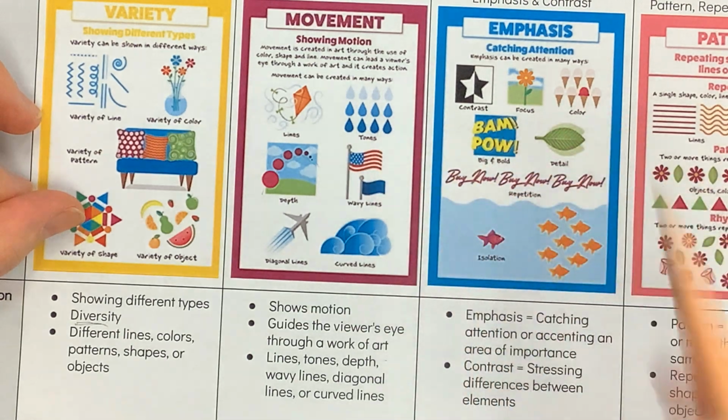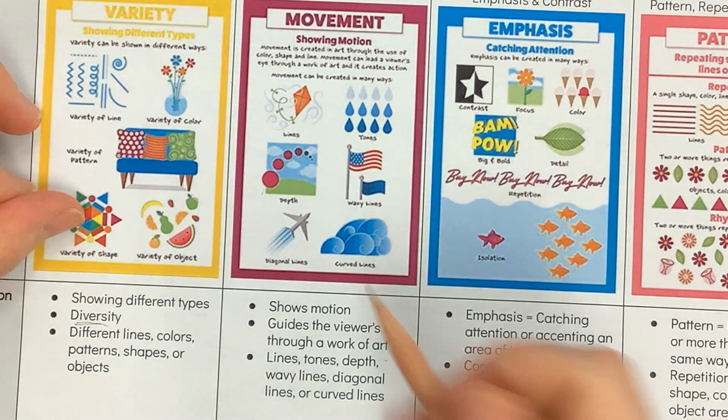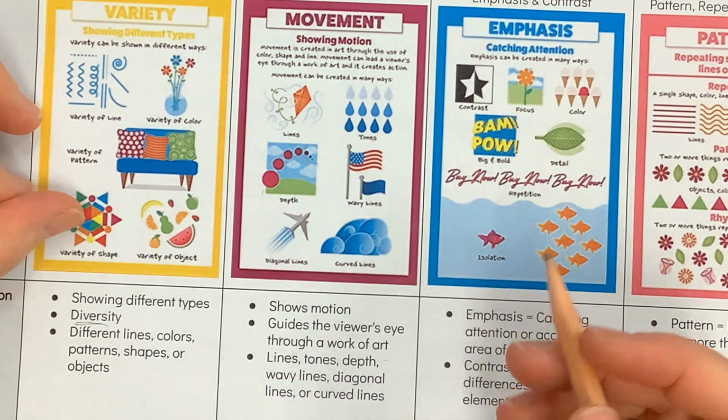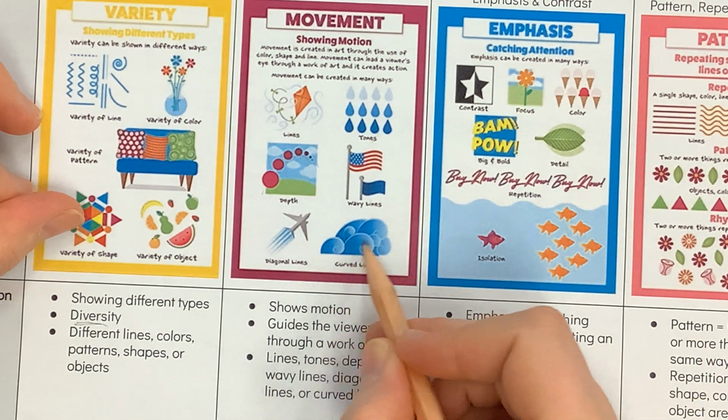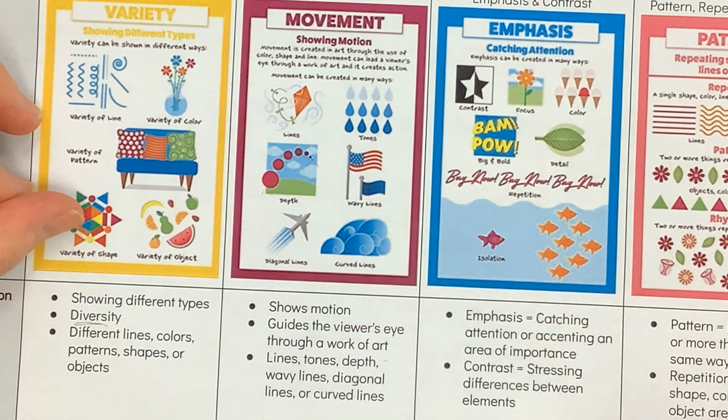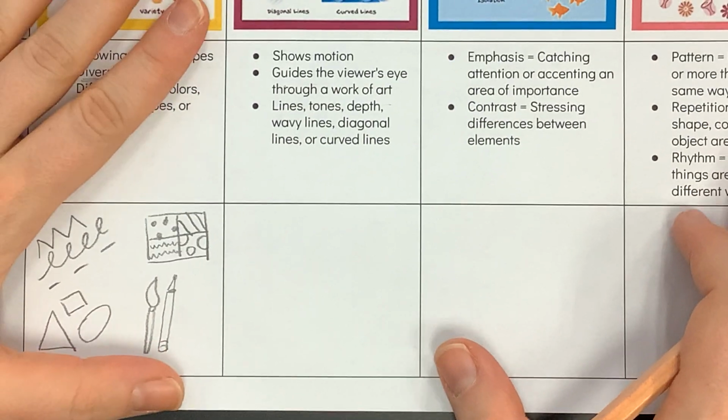Okay, wavy lines are a good indication of movement too. We've got diagonal lines like the liftoff, and then again these curvy lines, they just move our eye throughout that cloud, right? One of the best ones that I can think of is ocean waves.